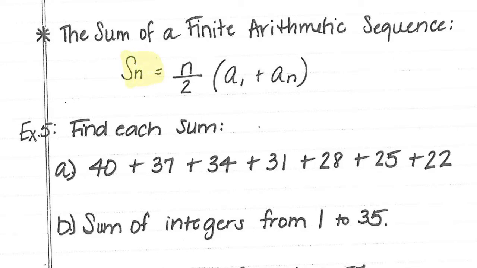The sum of the numbers is the number of terms, so the N stands for the number of terms, over 2, times the first term plus the last. So, well, I need a pen. Number of terms, first term, last term.